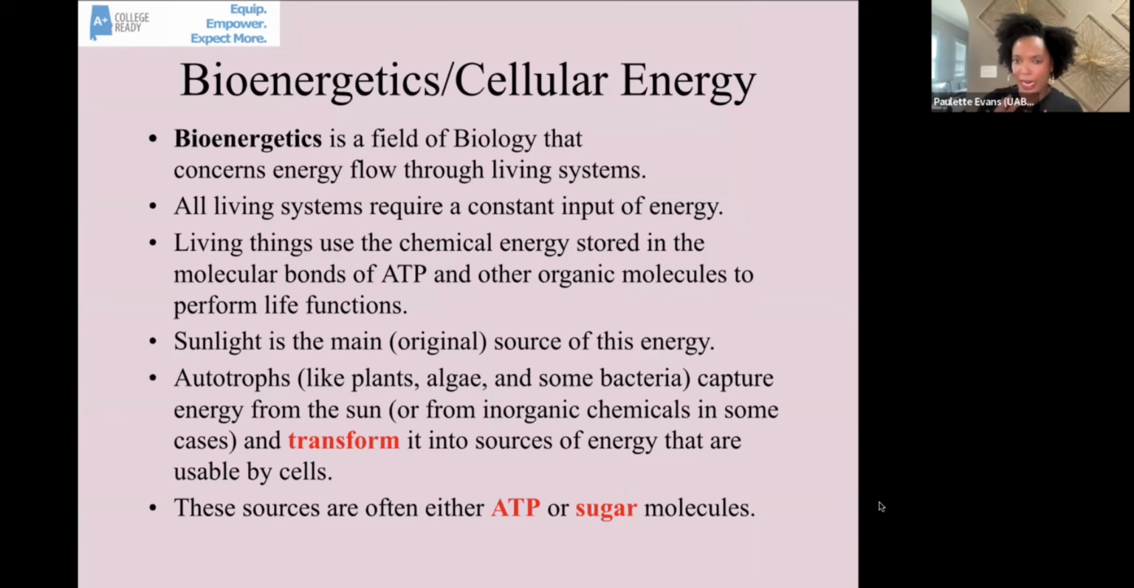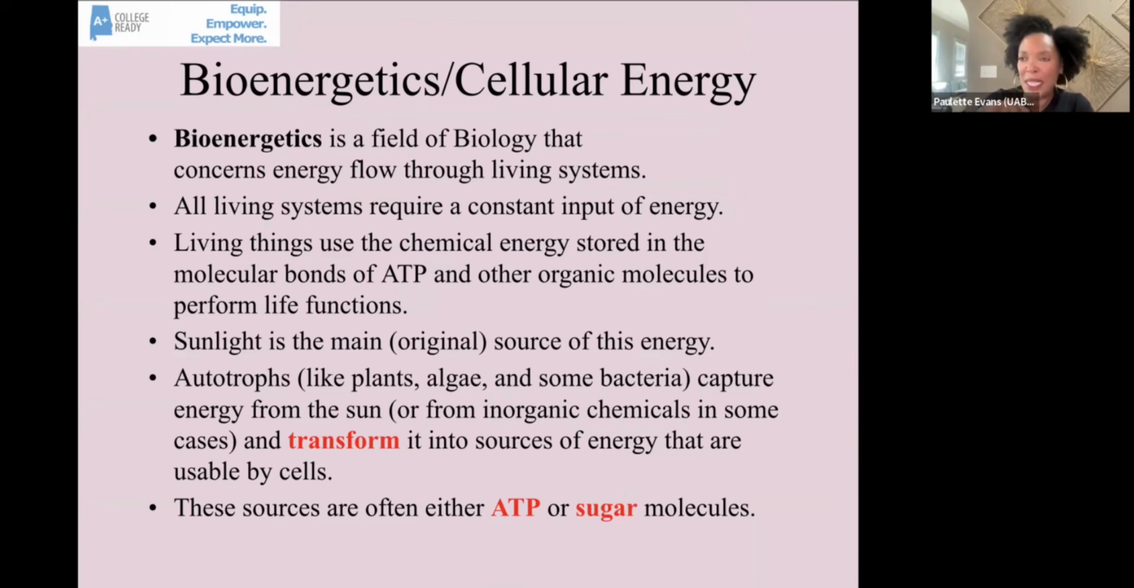All right, so this page here just kind of captures a little bit of what I said. Bioenergetics is the field of biology that concerns itself with energy flow through living systems, right? It's super important. How are living systems capturing energy? And then how are they actually using that energy? Also important, all right? All living systems require a constant input of energy.